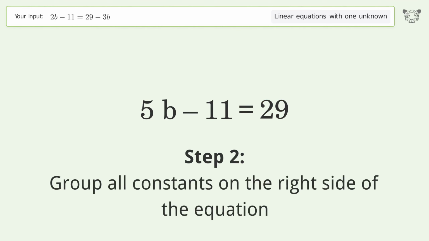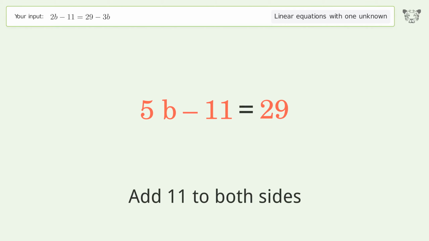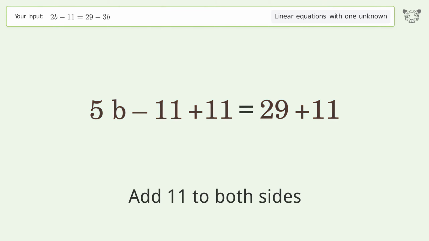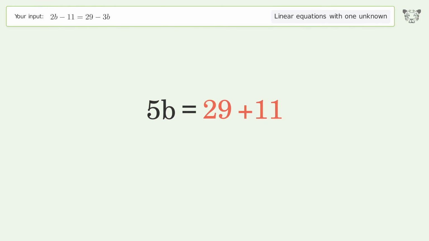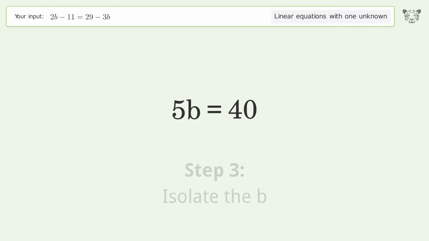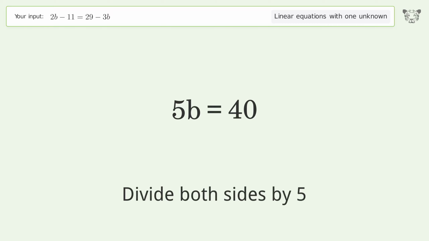Group all constants on the right side of the equation. Add 11 to both sides. Simplify the arithmetic. Isolate the b. Divide both sides by 5.